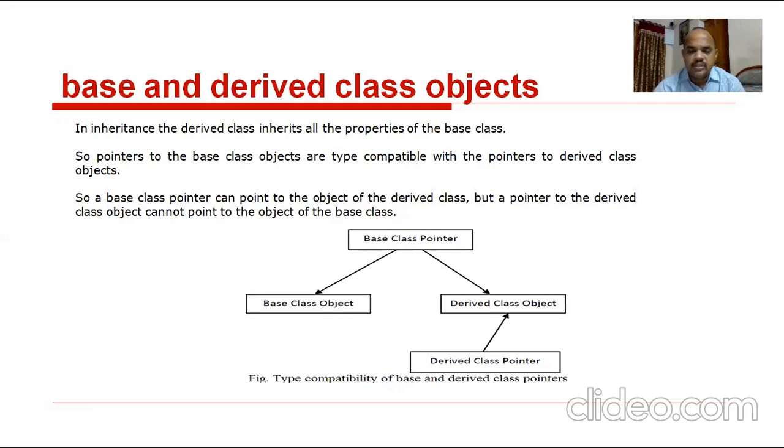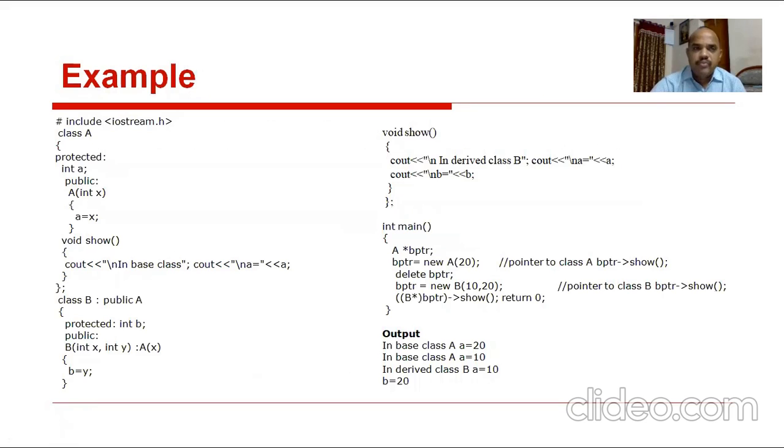Simply, your base class pointer allows base class objects and derived class objects. But derived class pointers allow only derived class objects; they will not allow base class objects. Clear? That is the next one. This is an example for base and derived class objects.